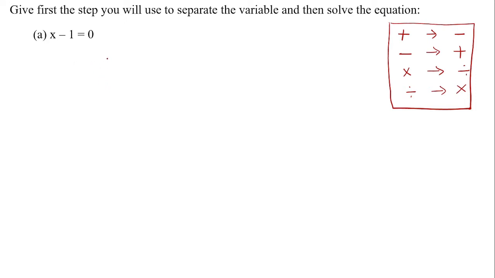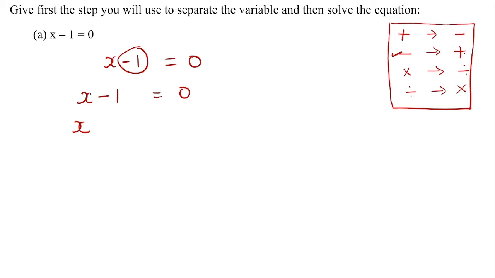So now they have given what? x minus 1 is equal to 0. Now what is there? Minus 1 is there, right? What did I say? If there is minus, you have to add. Okay, so what's the first step? The given equation: x minus 1 is equal to 0.